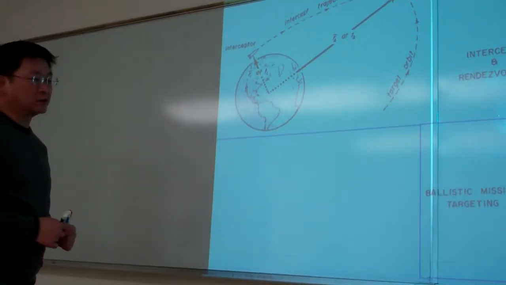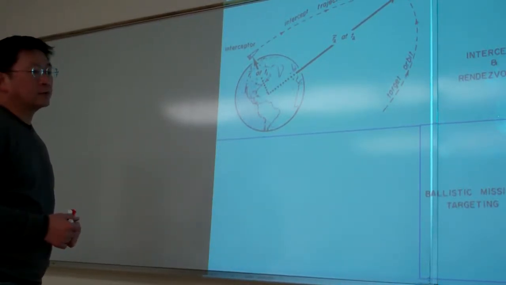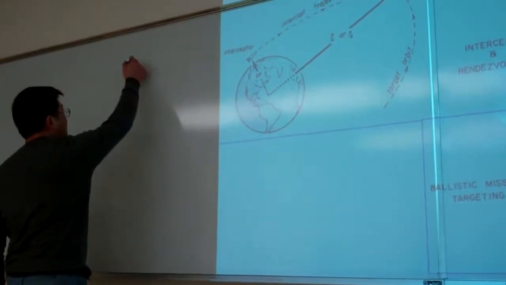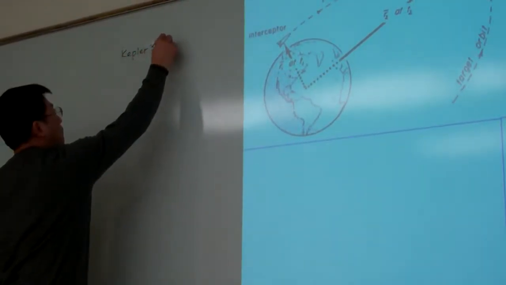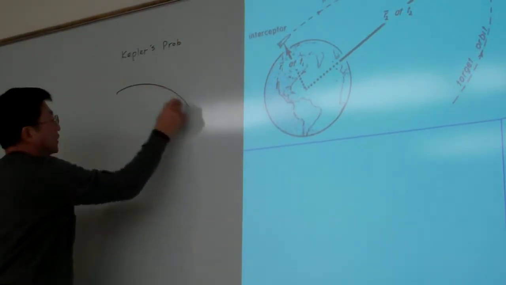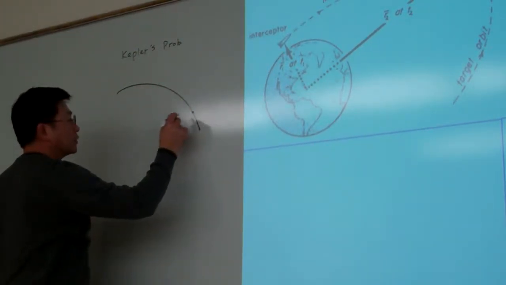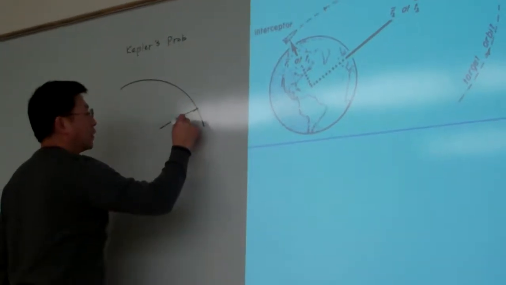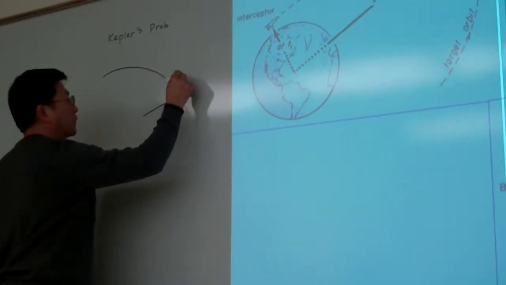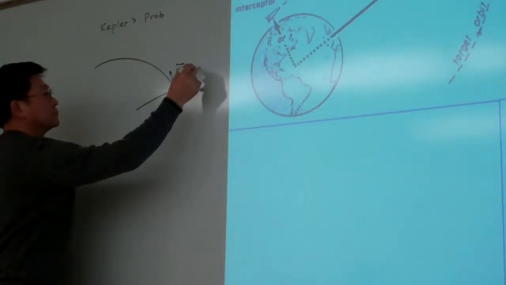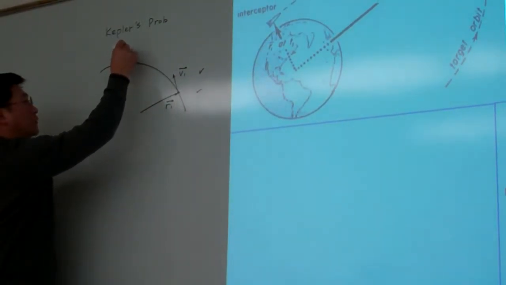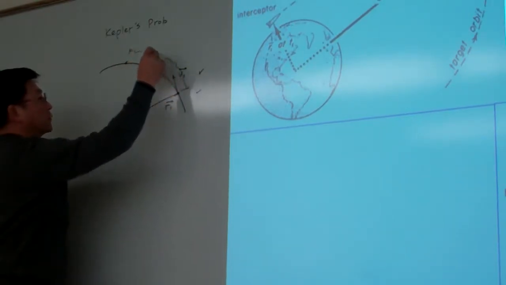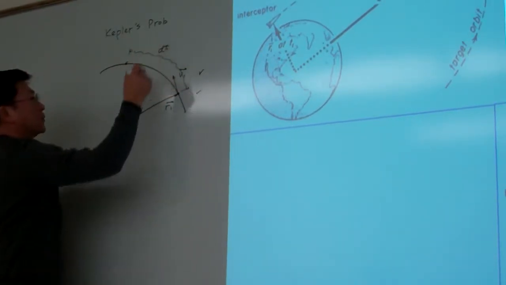This is Kepler's problem, and Kepler's problem is this. So this is the orbit. Here we know the R1 and we know the V1, and we want to know, given the time of flight, from here to here, let me call it dt, time of flight.